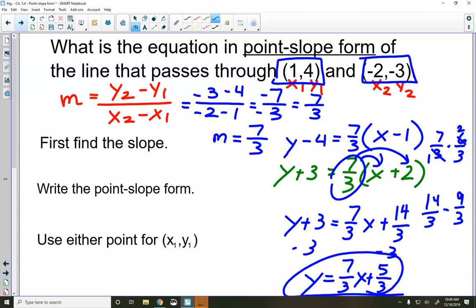So that's if you ask for your answer in slope-intercept form, but if they really ask for it in point-slope form, you could stop right here, and those would be your answers.